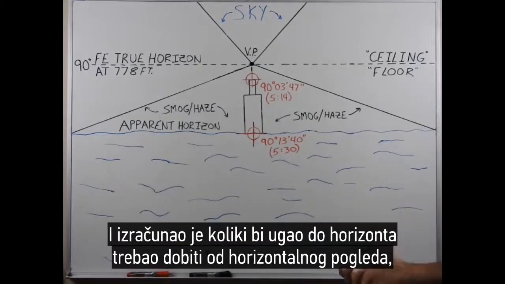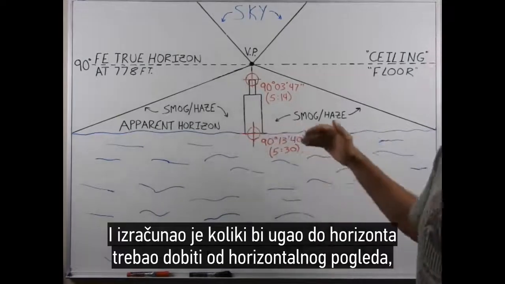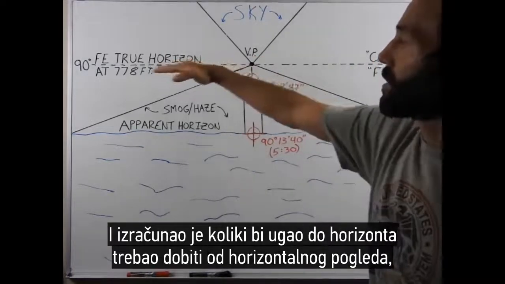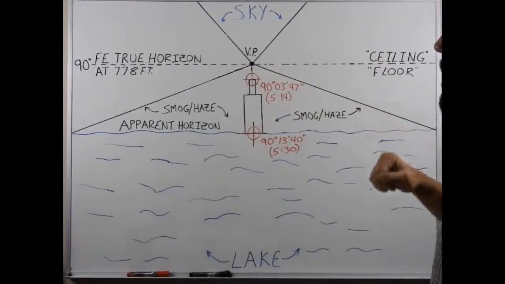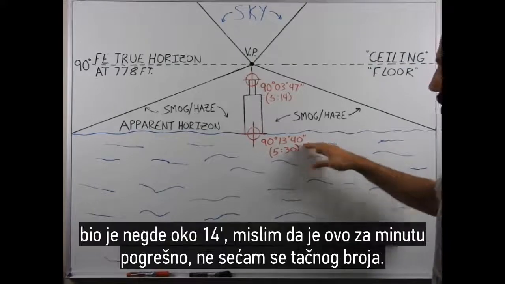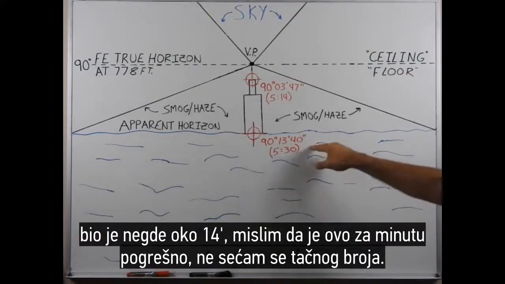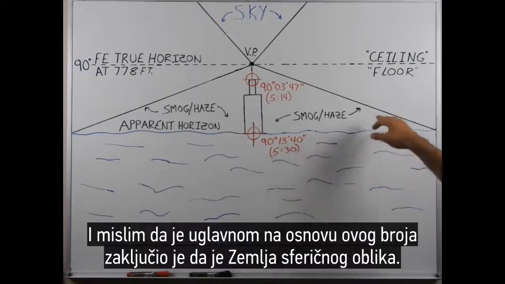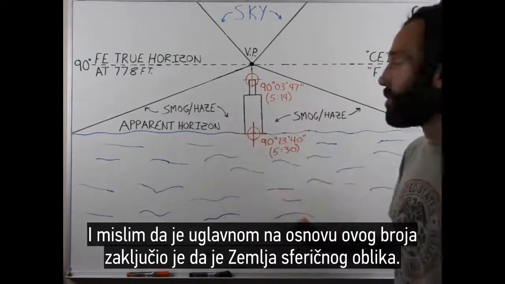And he calculated the angle to the horizon that you should expect from horizontal view, or from 90 degrees vertical angle, perfect vertical angle with the theodolite leveled. He calculated what that angle should be, and it was a little over 14 minutes. I think this is about a minute off. I don't remember the exact number. And so he concluded, mainly because of this number, I think, that the Earth is spherical.